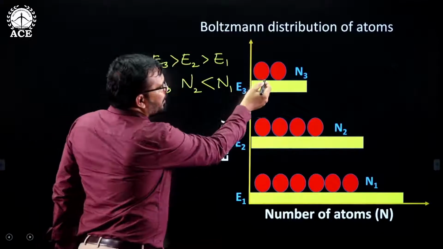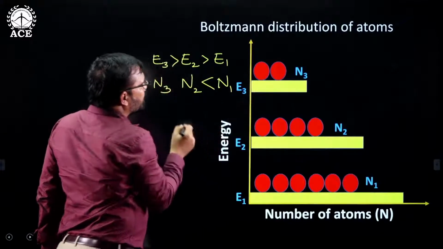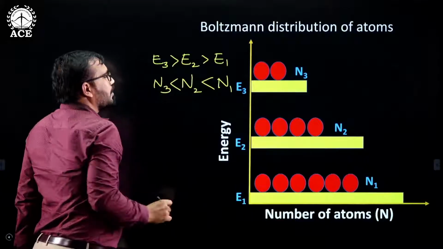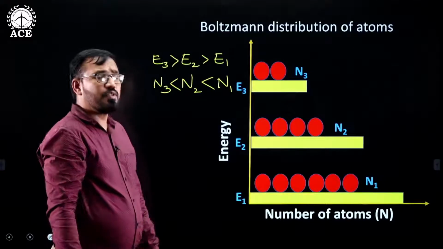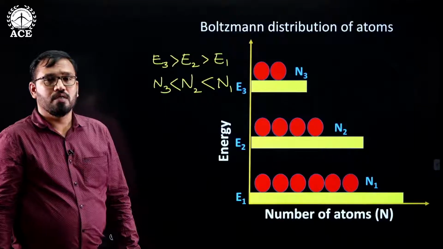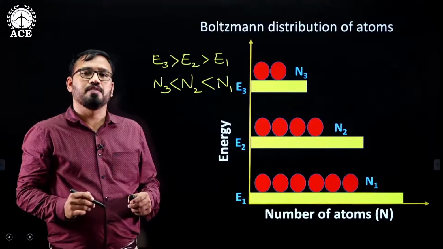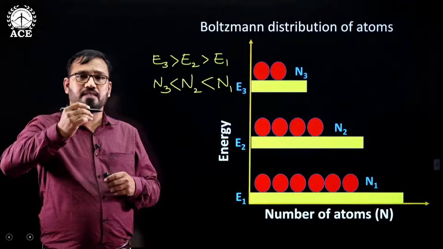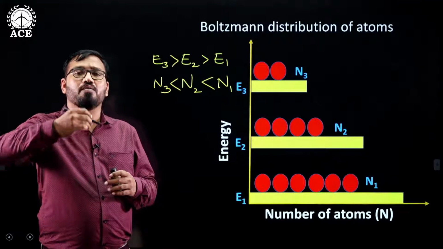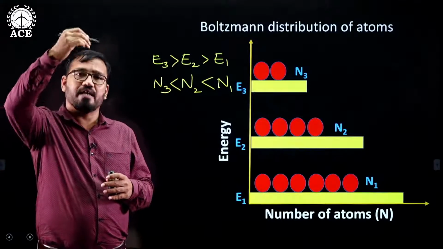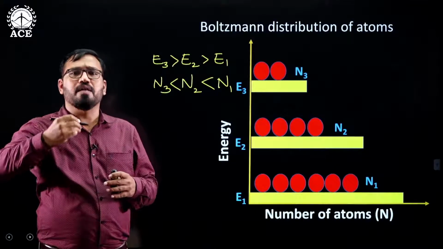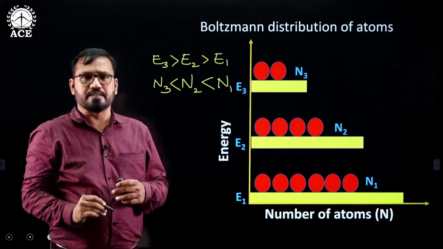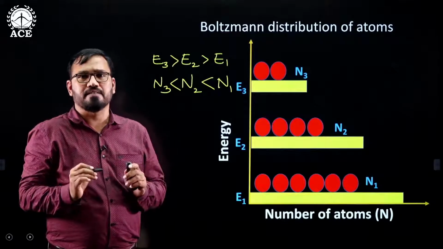N2. Similarly, in the E3 level, how many atoms are there? N3. How many here? 4. So N2 is greater than N3. From this, what did you understand? Very simple. When you are moving on to the higher energy levels, the number of atoms occupying the higher energy levels will decrease.